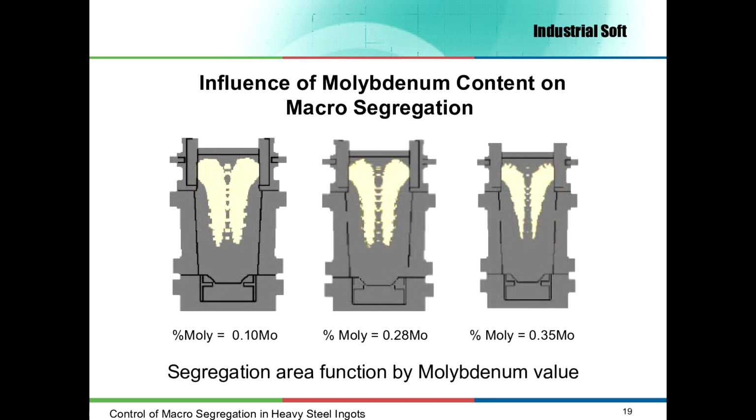To analyze the influence of molybdenum on segregation, the critical value has been calculated for 0.10, 0.28 and 0.35% of molybdenum. As we can see, by varying the molybdenum content, we can control the segregation area size as well. If we can utilize a smaller ingot, we can avoid segregation at a lower value of molybdenum. This can be a way to minimize the manufacturing costs by minimizing the ferromolybdenum consumption.